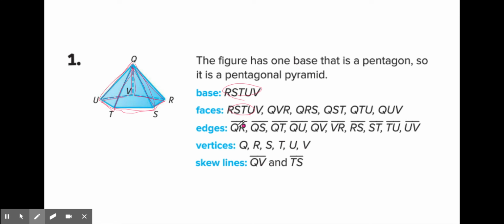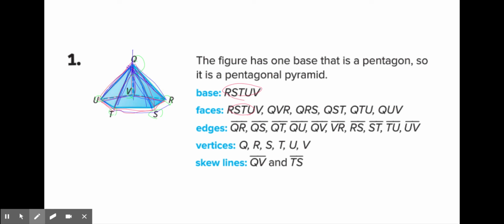Okay, edges. You get QR. Let me do a different color here, blue. So QR, here's your edge. This is an edge, and this is an edge. This is everything coming down from Q to these pieces here. Then you've got UT, UV, VR, RS, ST. Make sure you name them all. Don't just give me a couple, name them all. Okay, vertices, again we'll go with green: U, V, Q, R, S, T.